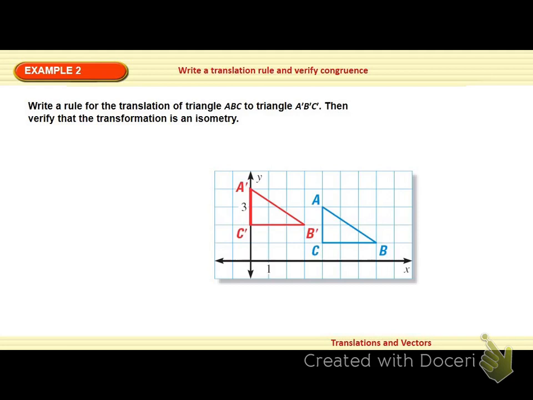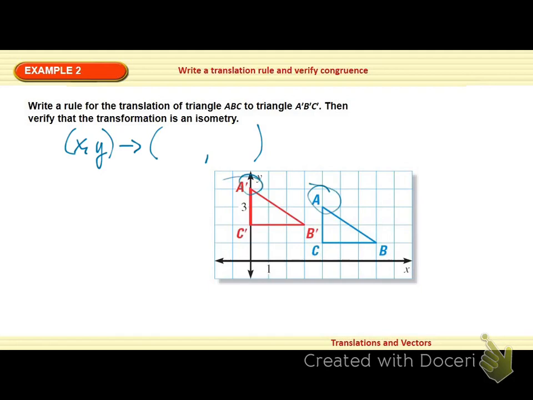Okay? All right? Next, write a translation rule. And then it says, verify that the transformation is an isometry. So, how do we go from triangle ABC to triangle A prime, B prime, C prime? Our translation rule always starts with (x, y) moving to, and then we have to write in our rule. We'll just go from A to A prime. How do we get there?